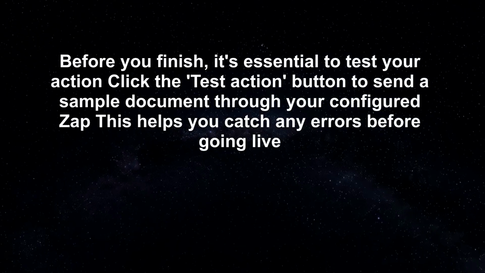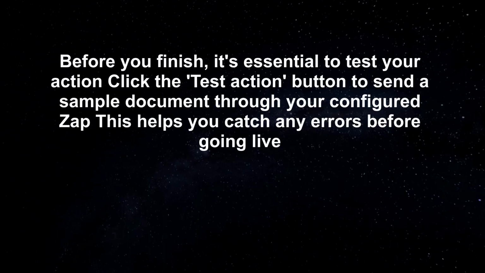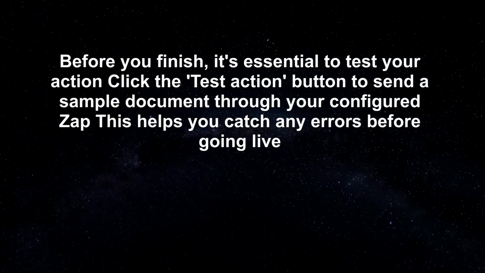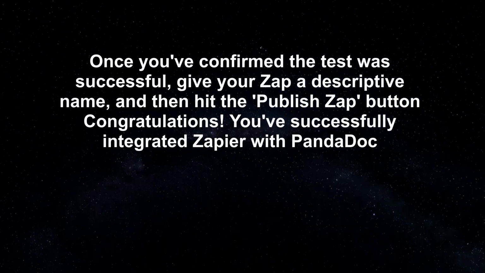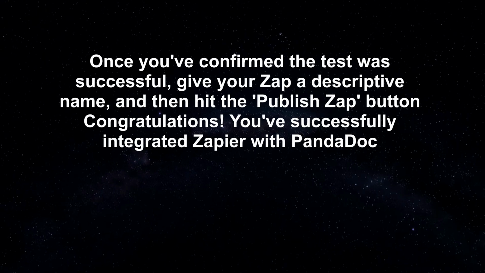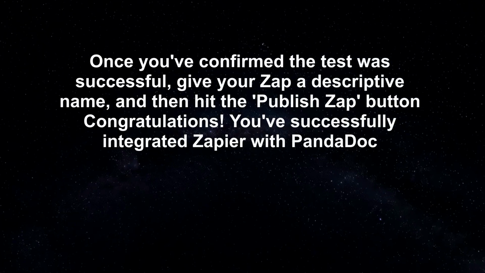Before you finish, it's essential to test your action. Click the Test Action button to send a sample document through your configured Zap. This helps you catch any errors before going live. Once you've confirmed the test was successful, give your Zap a descriptive name and then hit the Publish Zap button.